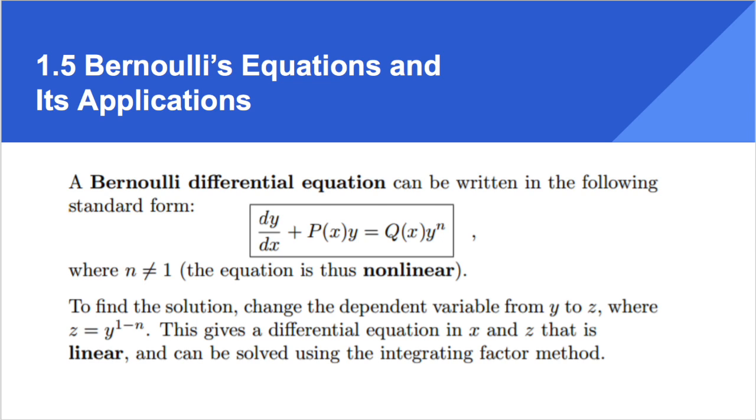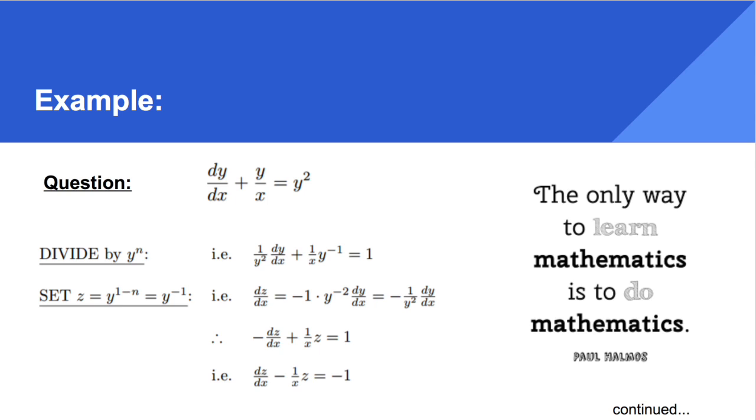In this kind of equation, n is not equal to 1, therefore the equation is a nonlinear differential equation. In order to solve this kind of equation, we need to transform it into the form of an equation which we know how to solve. We let z equal y^(1-n) to change the equation into a linear differential equation. Then we can solve it by using the integrating factor, which we learned in previous slides. Let's see an example of Bernoulli's equation.